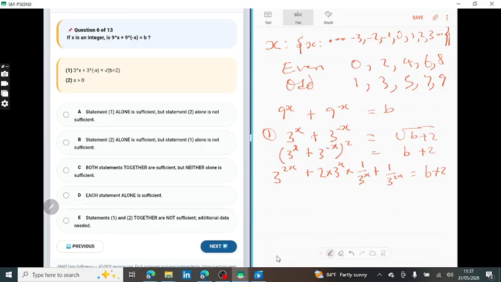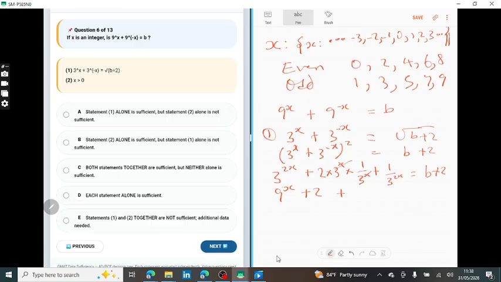We then notice that 3 raised to the power s, we cancel 3 raised to the power s. Okay? Then 3 squared is 9. So this is 9s plus 2 plus 3 raised to the power 2s.